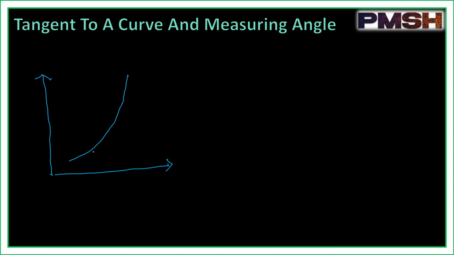So if I'm drawing a tangent at this position, this is the tangent. It only touches at one point in this curve. Now to measure the angle at the point where the tangent meets the curve, we have to consider a horizontal line. So let us consider a horizontal line.